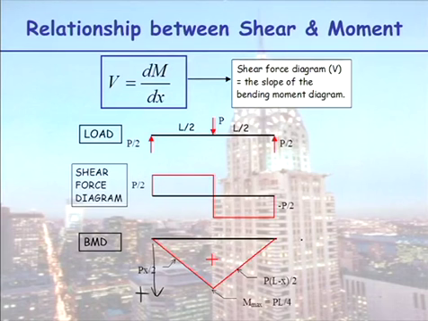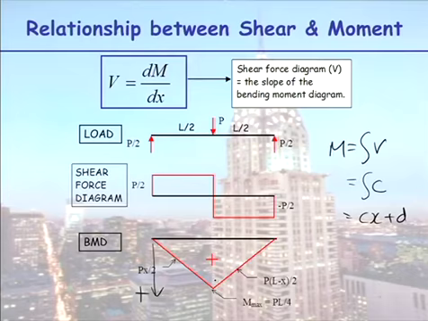Now, V is equal to dM/dx. So what's M equal to? The integral of V. Have a look at my shear force in here. It's equal to some constant, isn't it? When you integrate a constant, what do you get? Cx plus d, you get something linear. Whenever your shear force is constant, your bending moment will be linear. No questions, automatic.